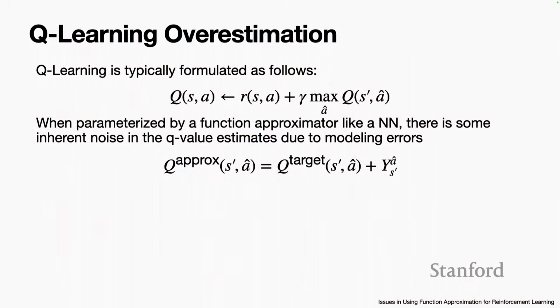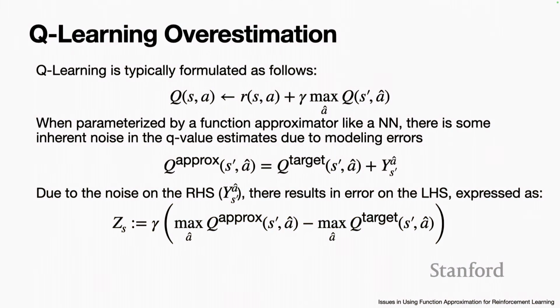Essentially, when we are parameterizing this Q function as a neural network, there can be noise in the estimation that we incur. We're going to denote our current Q function as Q approx, which is the learned parameterization, and Q target here is the optimal or true underlying Q function. We're now also going to introduce this Y parameter that denotes some amount of noise that might be present due to things like modeling errors.